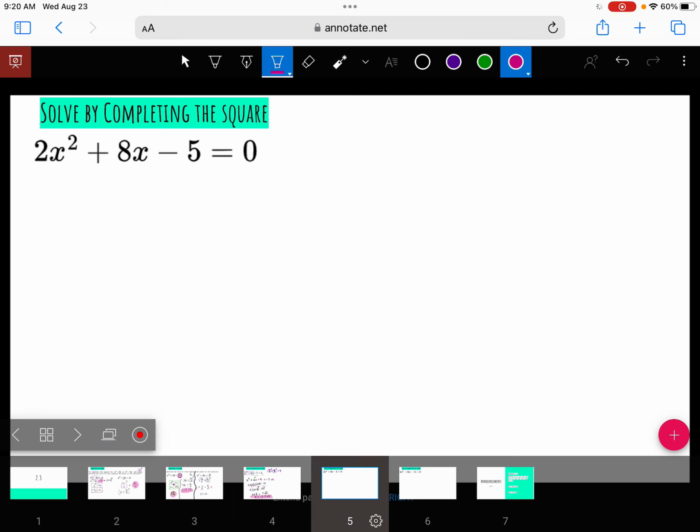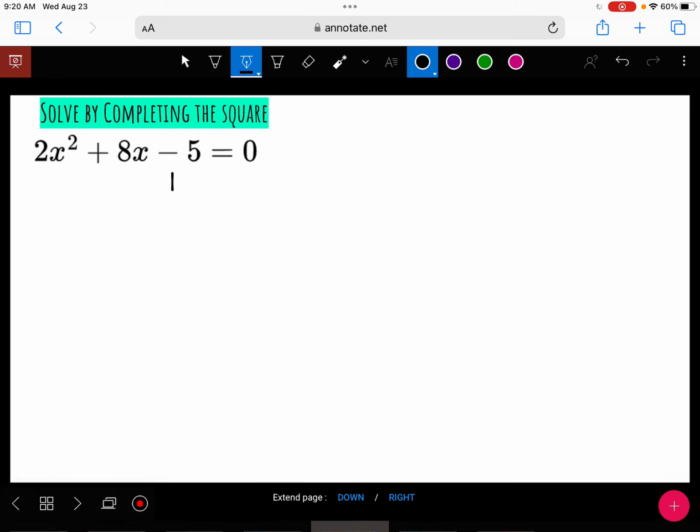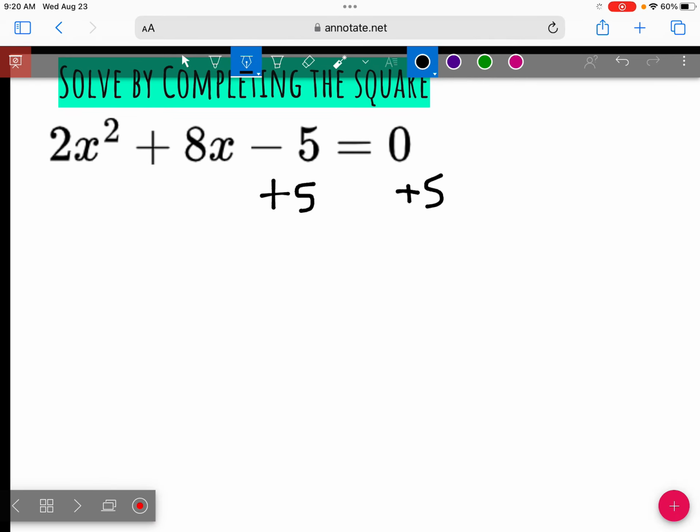We're going to solve by completing the square again. This one is 2x squared plus 8x minus 5. I'm going to start by getting that 5 out of the way. I would like him to leave, please. Thank you. I want my x's by themselves, so we're going to add 5. We're going to have 2x squared plus 8x equals 5.